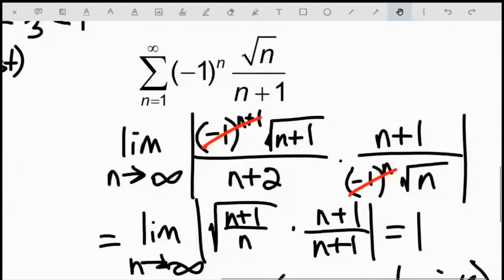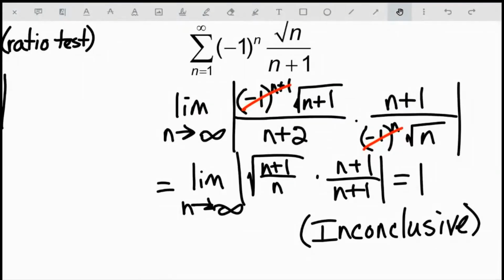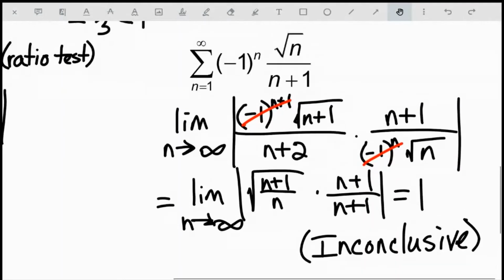All right, and then the last one here was another alternating series. So this is an example of one where it doesn't work.